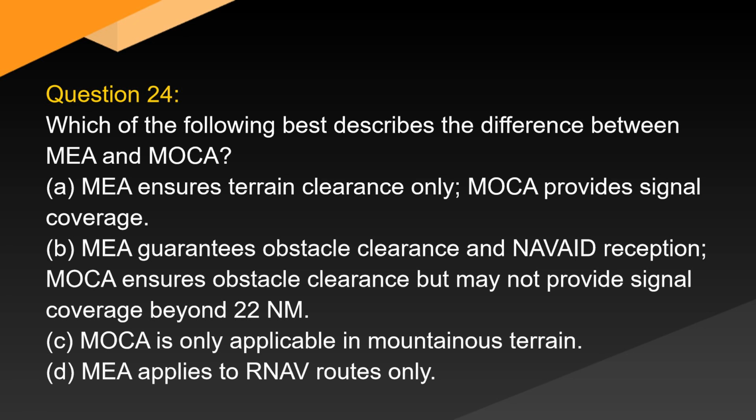Question 24. Which of the following best describes the difference between MEA and MOCA? A. MEA ensures terrain clearance only. MOCA provides signal coverage. B. MEA guarantees obstacle clearance and nav aid reception. MOCA ensures obstacle clearance but may not provide signal coverage beyond 22 nm. C. MOCA is only applicable in mountainous terrain. D. MEA applies to RNAV routes only.